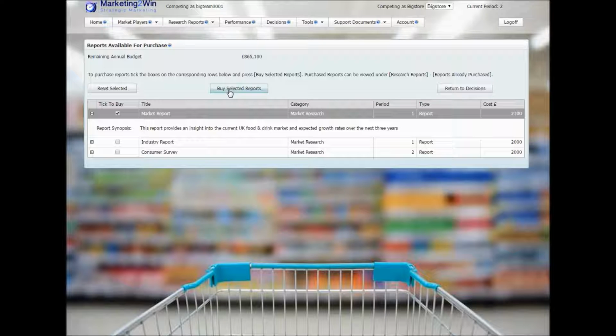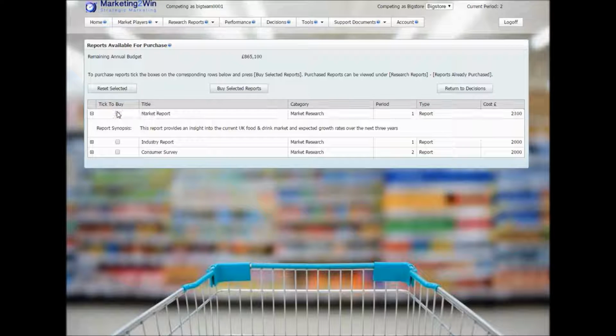and then once you've done that, you can go back at the top here and you'll have a new option just below this. It says reports already purchased. So those reports are there to be used if you want to use them.